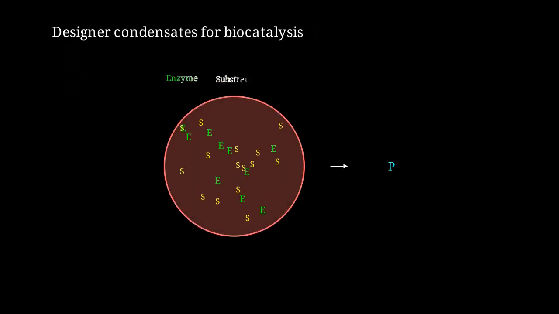This illustrates a catalytic condensate. Enzymes, shown as green E, and substrates, shown as yellow S, are concentrated inside the droplet, dramatically increasing the local reaction rate and producing products shown as cyan P.